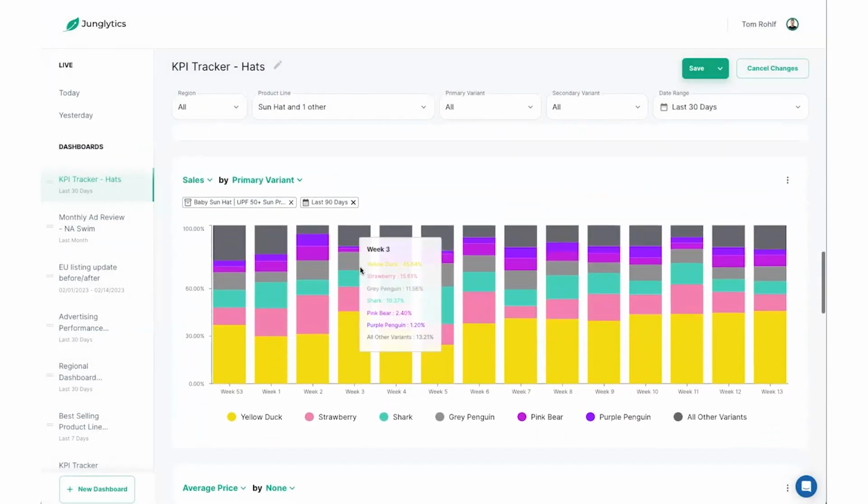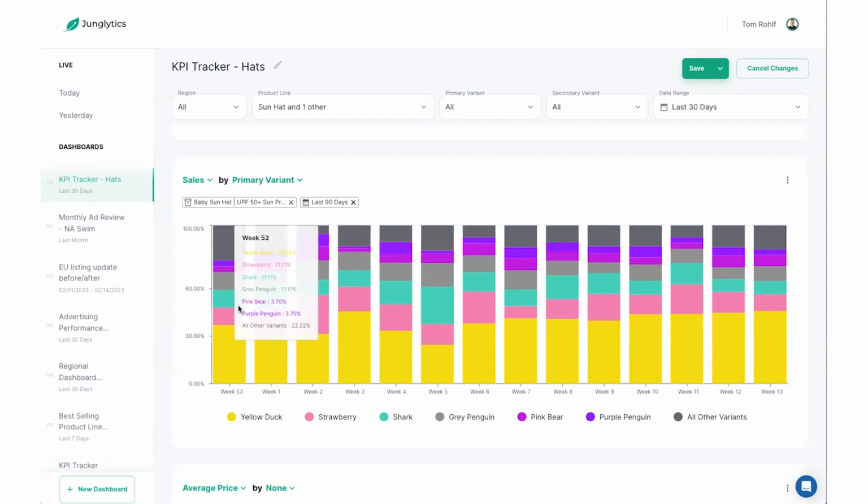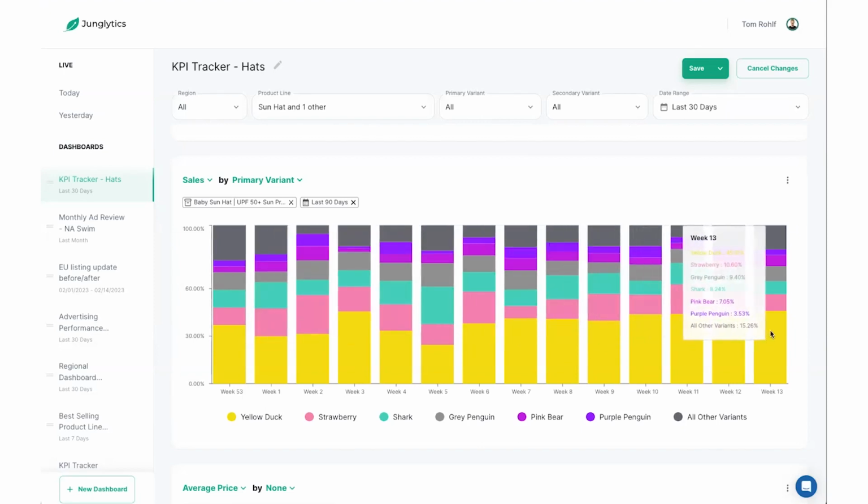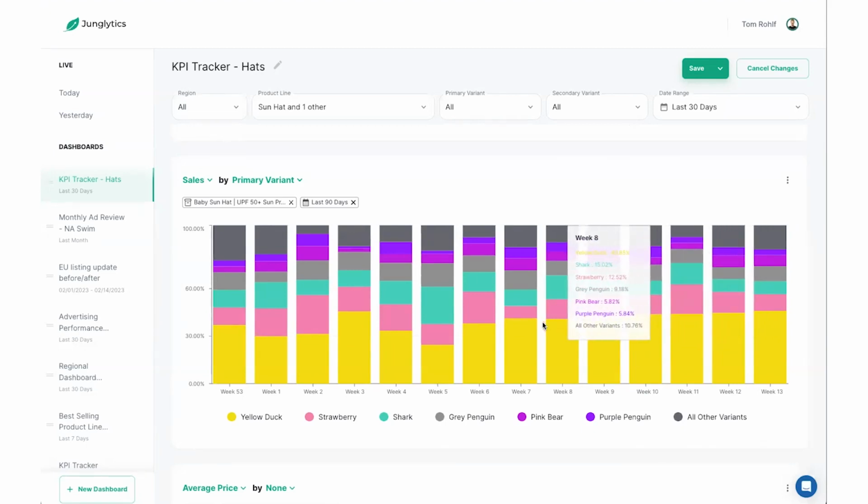So scrolling down, this is a card that I like to look at. I don't know how much actual value it has to making decisions about the business, but I love to see things broken out by primary variant. So in this business, we sell various sun hat styles for children. And I love to see which colors or styles our customers are buying and at what rate. So here we can see that people like the yellow duck, followed shortly by the strawberry and the shark. So this is just a fun one that I like to look at and see which of our styles our customers are preferring.